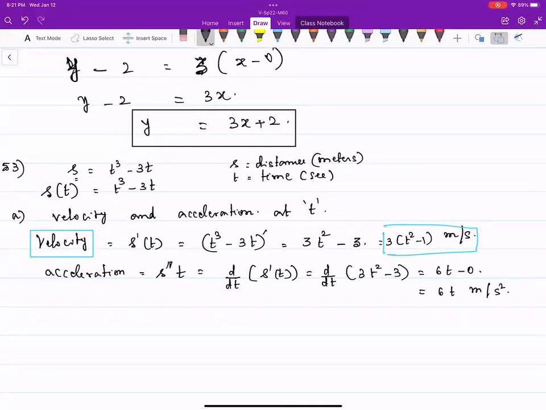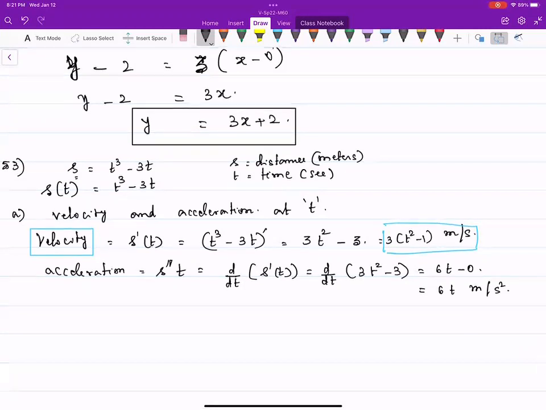So it is 6t meters per second squared. Because acceleration is change in velocity over time. Change in velocity is already meters per second, and then over time will be again seconds. So meters per second over second, that will be meters per second squared. So both these values are in terms of t.